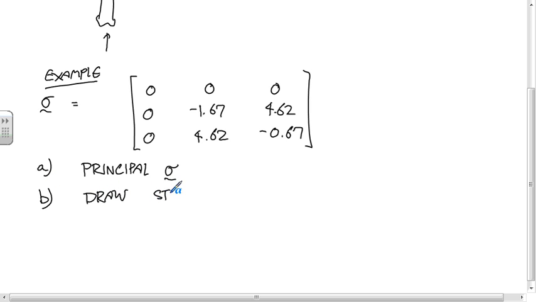Draw the stress cube. And then calculate the maximum shear stress. Okay? And yeah, you can use your calculator.